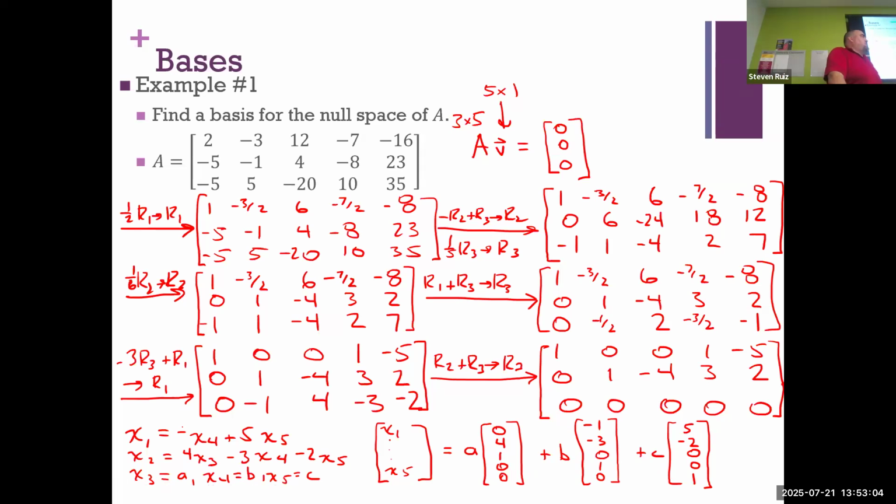Are we done? We've been reducing so long. Let's go back to what the initial question was. What's a basis for this null space? So what is the basis? Should we remind ourselves what a basis is? The basis is those 3 column vectors. Because what is a basis?